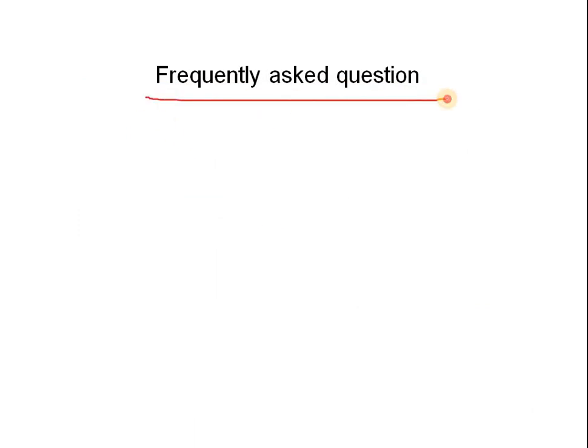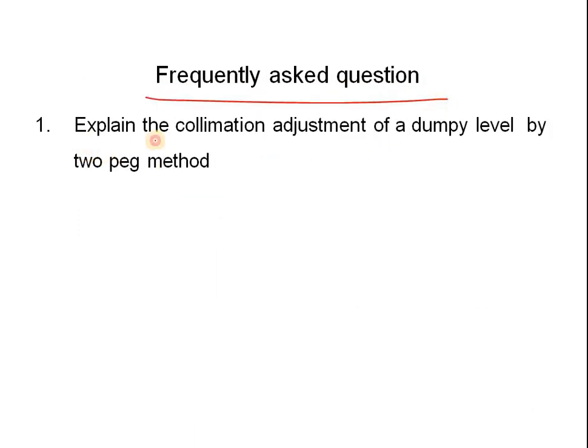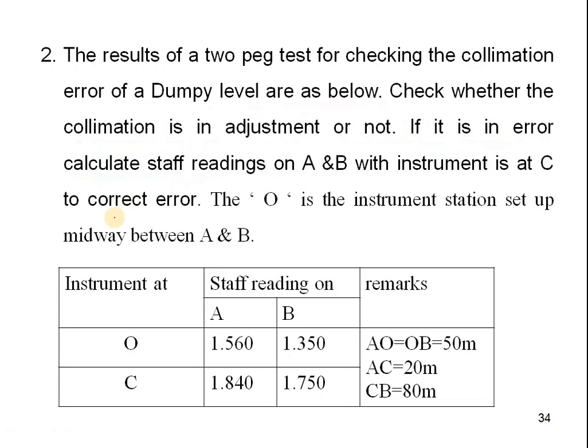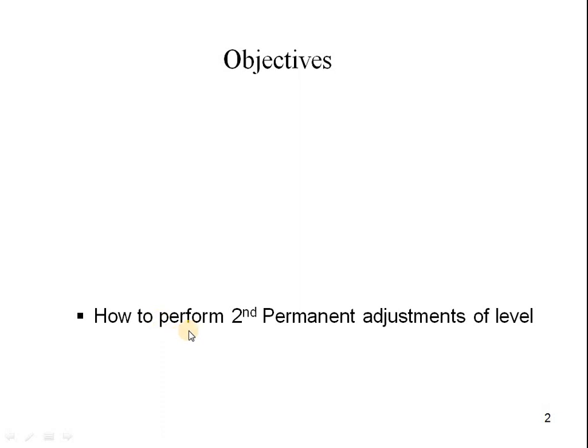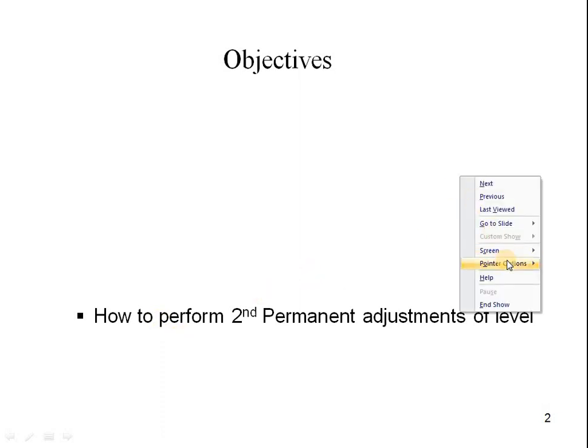So for exams, frequently asked questions are: explain the collimation adjustment of the dumpy level by the two peg method, and a problem. So thank you. Let us see now how to perform the second adjustment of level.